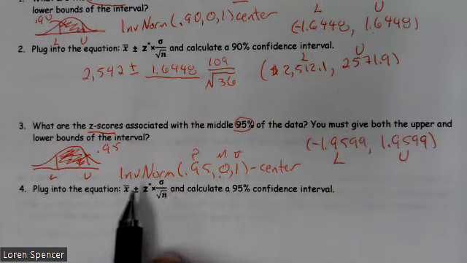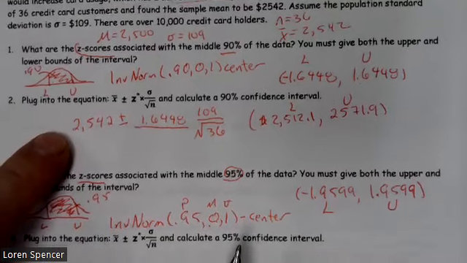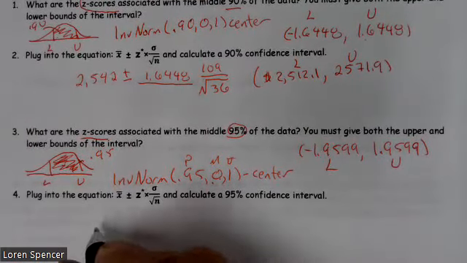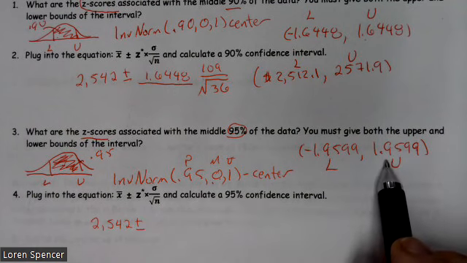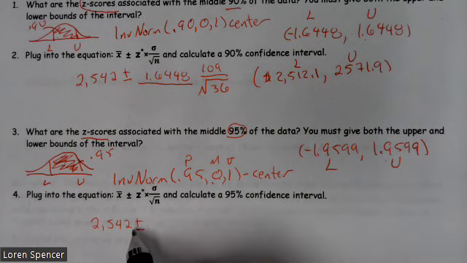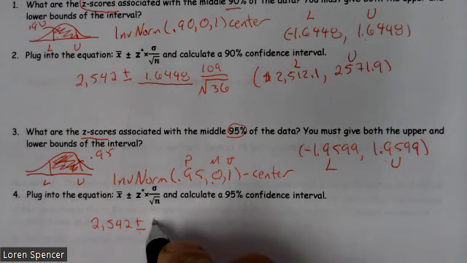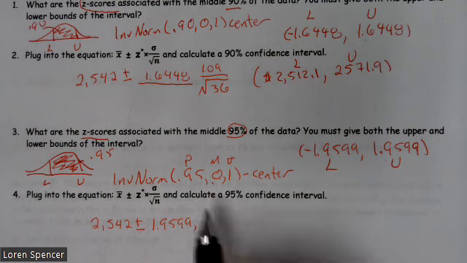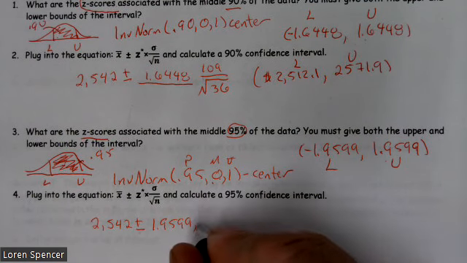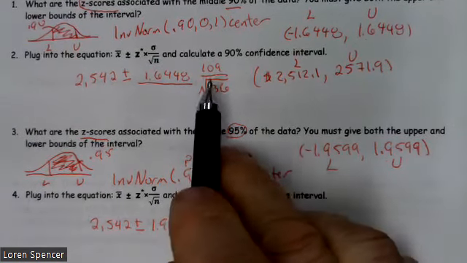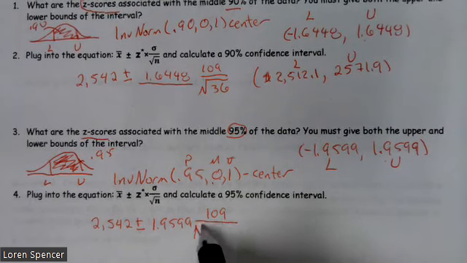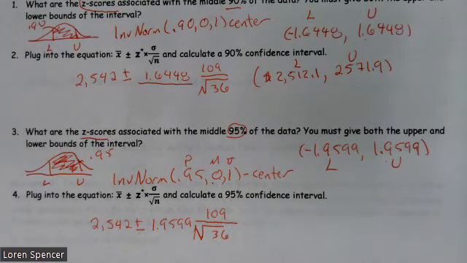Once again, our x bar, which we had earlier, was 2,542. That didn't change. Plus or minus our z star. We're going to use the positive because of the plus or minus, so we have plus and minus covered. 1.9599. Then we need our standard deviation and our sample size. Our standard deviation is still the 109 that we had before, and our sample size is the same as before, which was 36.